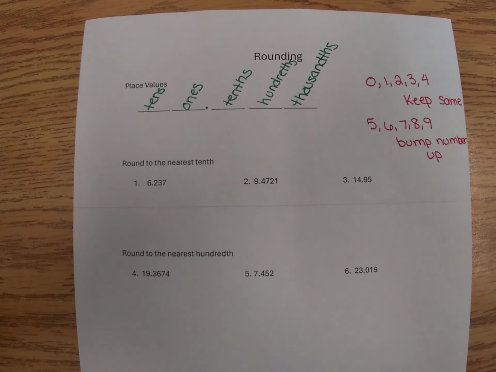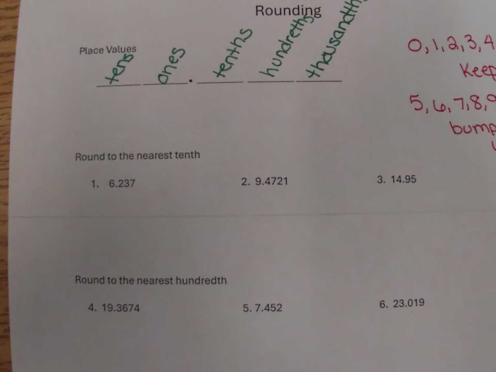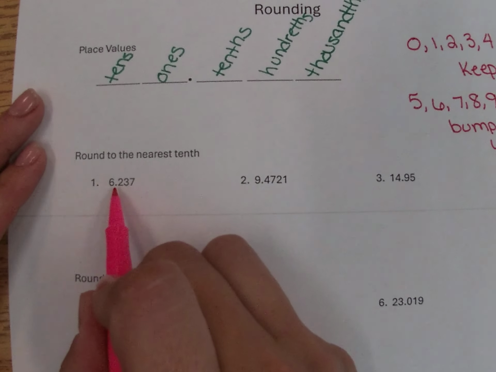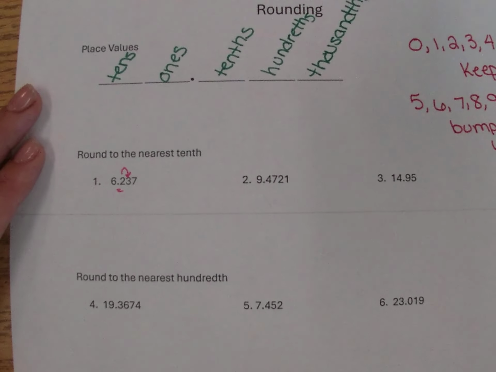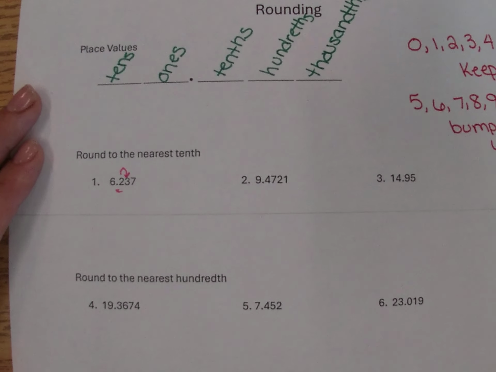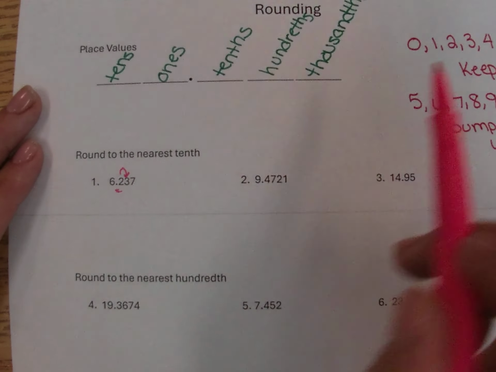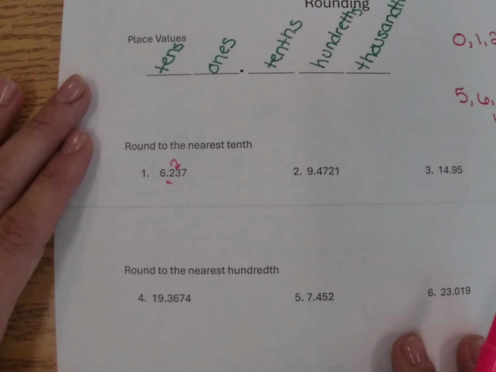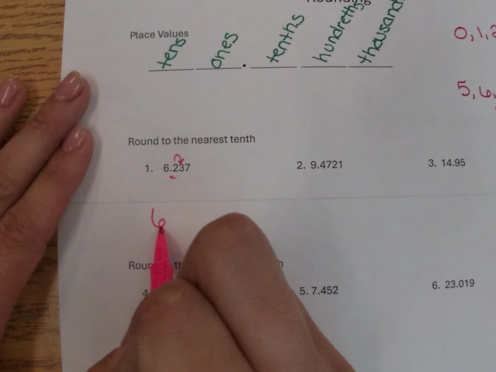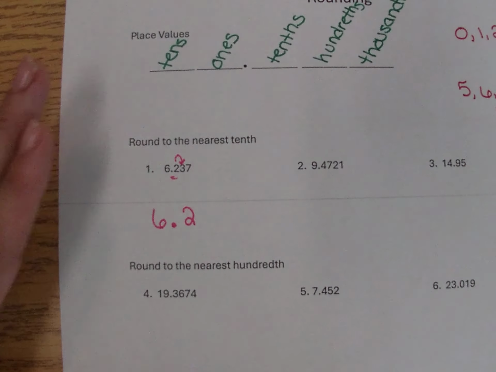Okay, so when we're looking at this, we are going to look at our tenths position and then look at the one after it to determine if we keep it the same or if we bump it up. So the hundredths position is the 3. That's in our keep-the-same list up here, so that means we are going to keep this at 6.2.